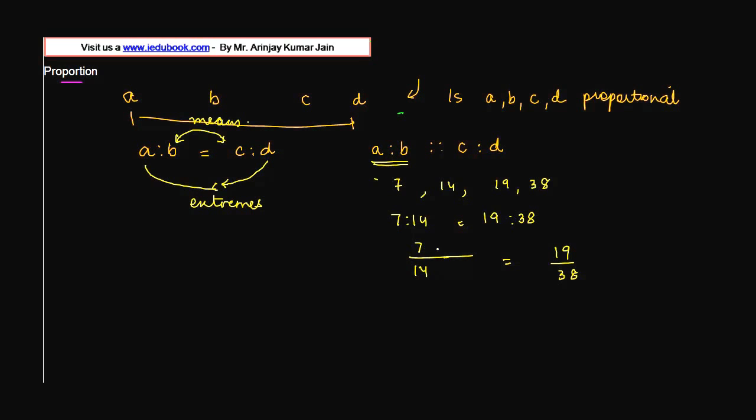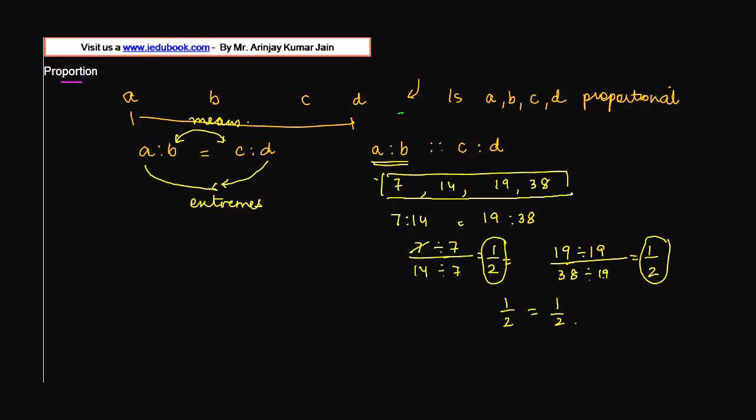So we divide the left hand side, both the numerator and the denominator, by 7. So 7 divided by 7 gives us 1, 14 divided by 7 gives us 2. Similarly, we divide the right hand side, the numerator and the denominator, by 19. 19 divided by 19 gives us 1, 38 divided by 19 gives us 2. So on both the sides, we've reached 1 upon 2 is equal to 1 upon 2. Hence, we say that these four numbers are proportional.